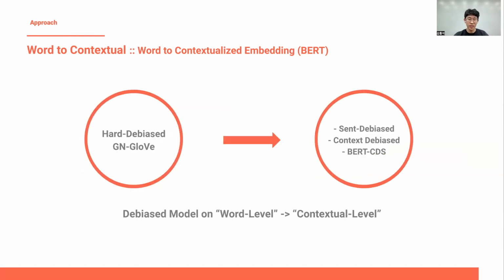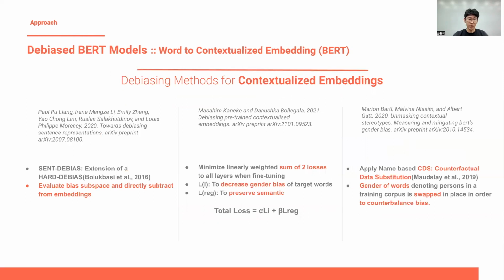The second is applying new debiasing methods for BERT at a contextual level. In our research, we tested 3 debiased models. The first, Sent-Debias, is estimating the gender subspace and subtracting the gender component to make it neutral. The second one is fine-tuning the BERT layers with the sum of 2 losses, gender bias degree and semantic difference. The last one is fine-tuning the BERT with data augmentation by swapping gender words, a technique called CDA.